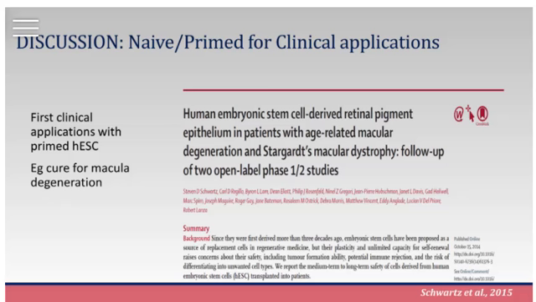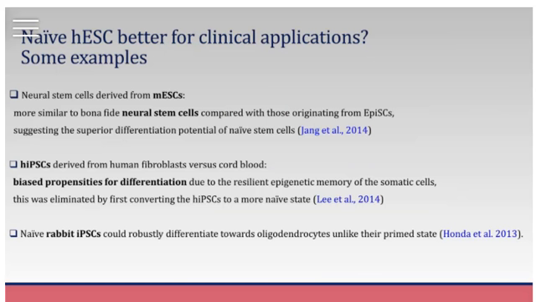I think it's a little bit premature to do this, to be honest, because we just discovered this difference between primed and naive. They work of course with the primed ones because the naive ones were not existing at that time. So I think it's too premature yet to do any clinical trials with cells derived from embryonic stem cells, because we still know too little about them. So I would recommend some caution to use them already.